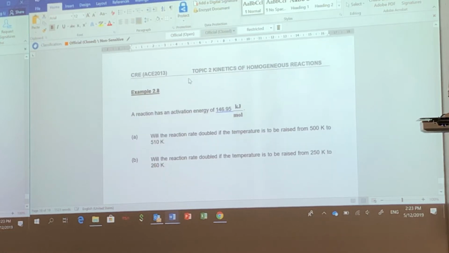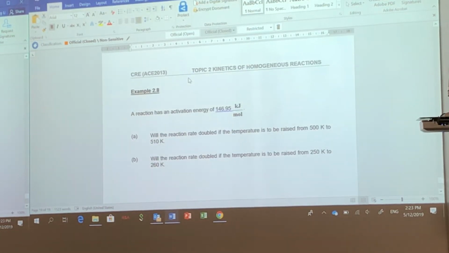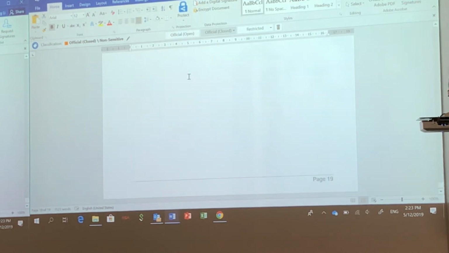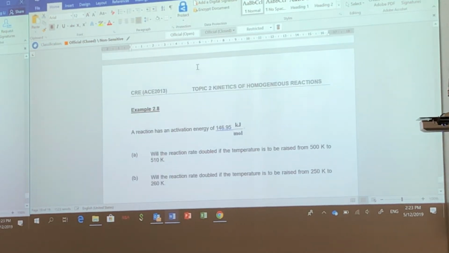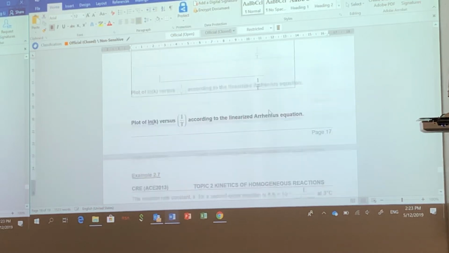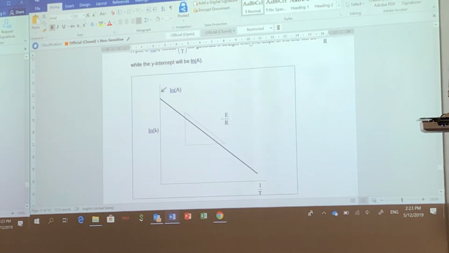Any questions? Good enough? So some of you ask, will this graphical method be tested? Yes, this kind of graph. We will not give you many points. Don't be so scared about the graphical method. We will give you a proper graph, maybe 4 points only, so you can plot easily.